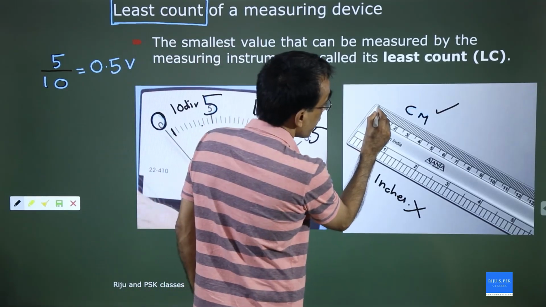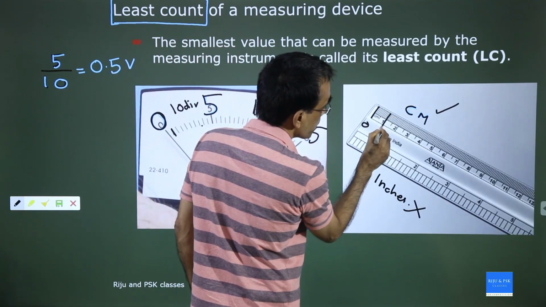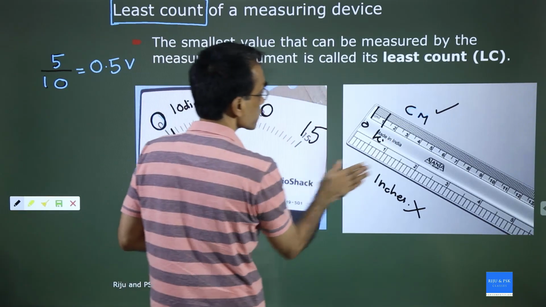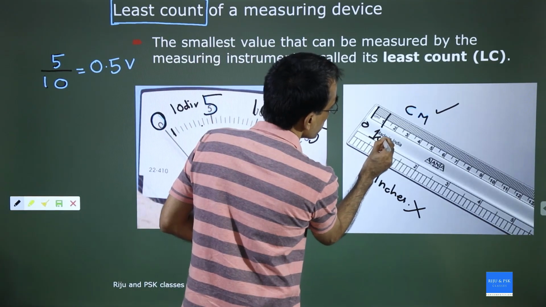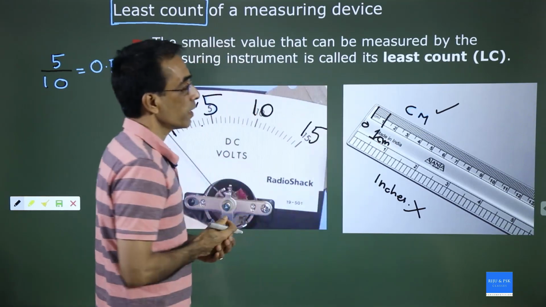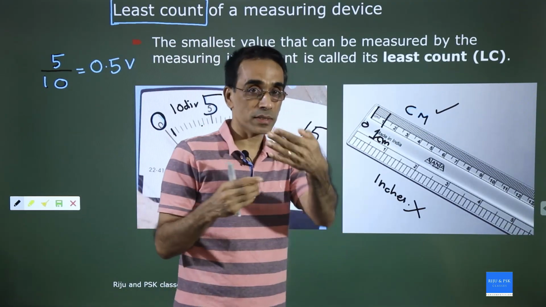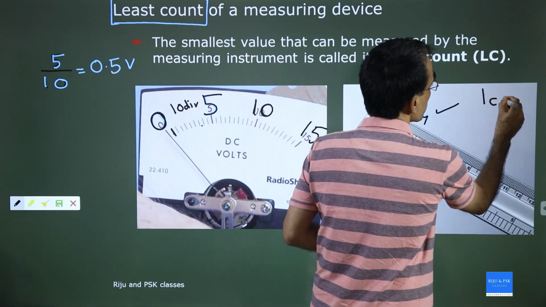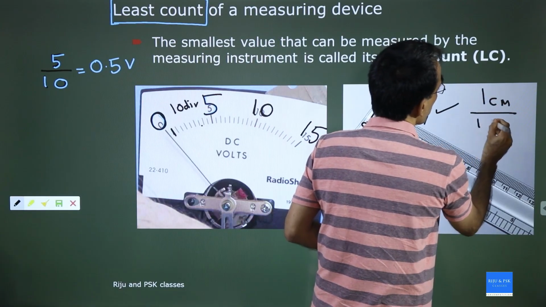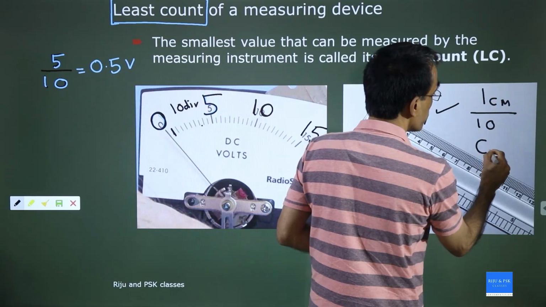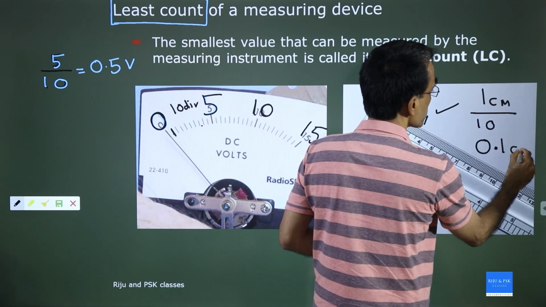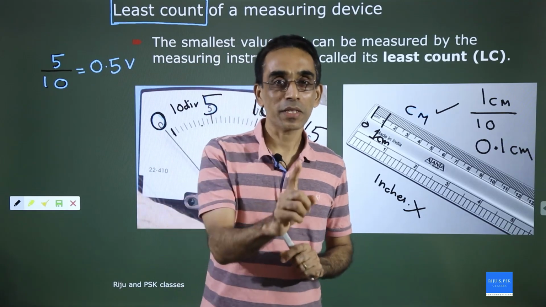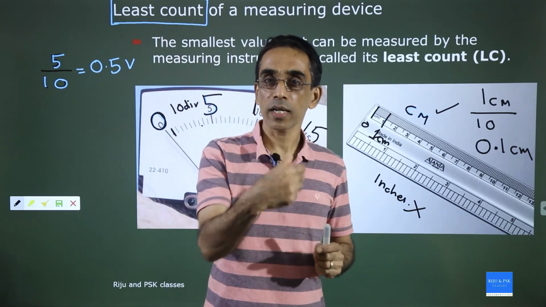Look here, it starts at 0 and after this many divisions, that is 1 centimeter. And that is divided into how many divisions? Take your scale and see, there are 10 divisions. So I can say 1 centimeter is divided into 10 divisions. So the least value that it can measure is 0.1 centimeter. So what is least count? Least count is the smallest value a device can measure.